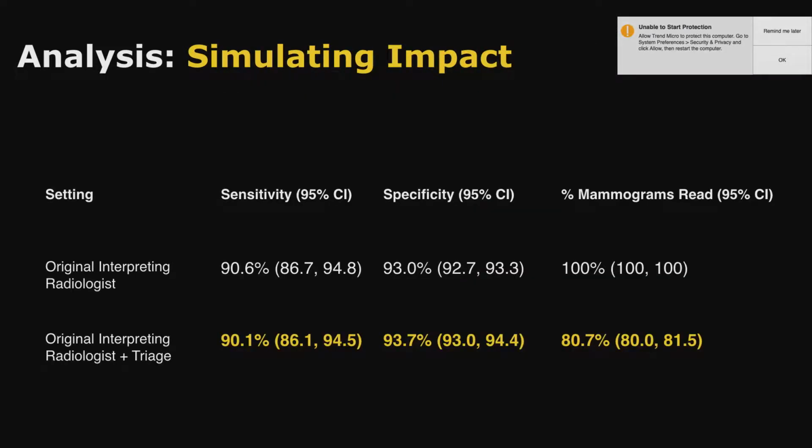This directly leads into simulating the impact. One of the things we did was, retrospectively on the test set, as a simulation before we truly plug it in, suppose people didn't read below the triage threshold. We can't catch any more cancer this way, but we can reduce false positives. What would have happened? At the top, we have the original performance, looking at 100% of mammograms: sensitivity was 90.6 with specificity of 93. In the simulation, the sensitivity dropped not significantly to 90.1, but specificity significantly improved to 93.7 while looking at 80% or 81% of the mammograms.